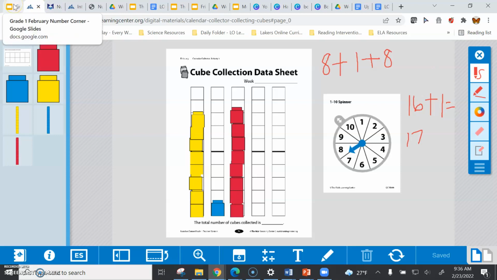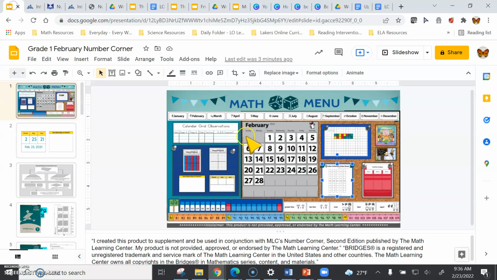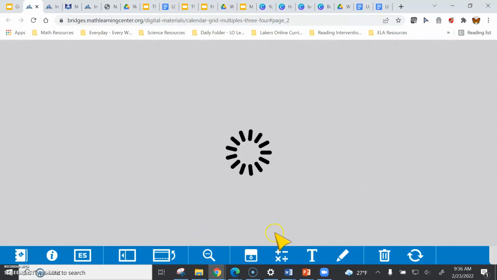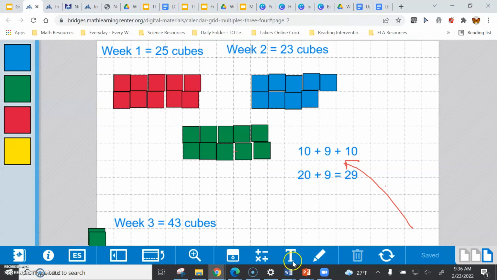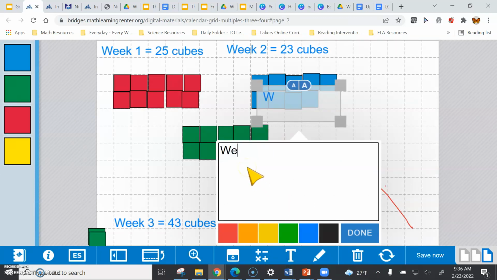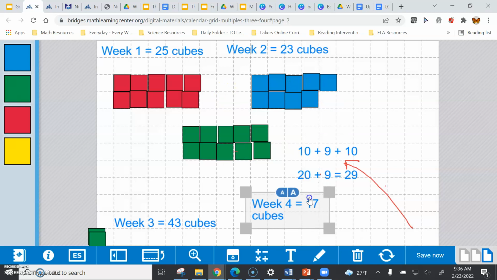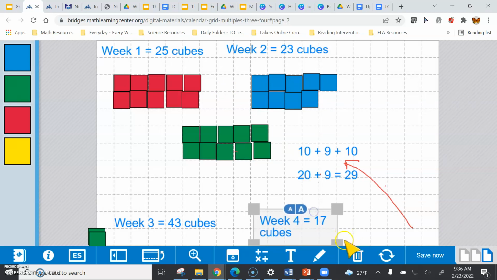We're going to go to our chart where we're keeping track of these things. And we're going to type that in. Week 4, 17 cubes. It's a short week. Very, very short week. So we didn't have the opportunity to collect tons and tons of cubes, but we did collect 17. Very good, All-Stars.